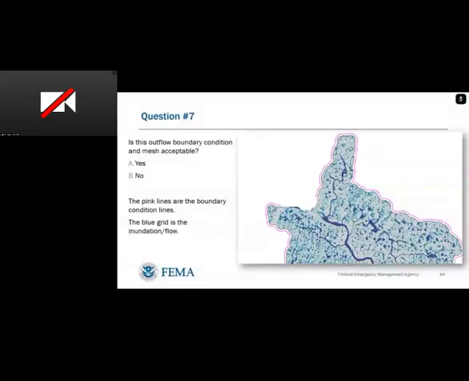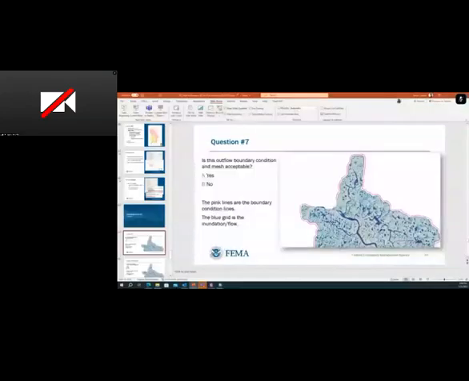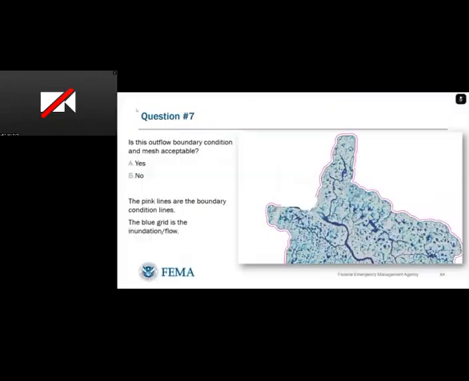And with that, we will move into another quick knowledge check. Is the outflow boundary condition and mesh acceptable looking at this example?